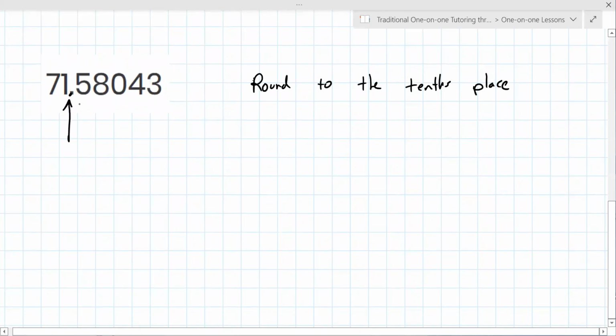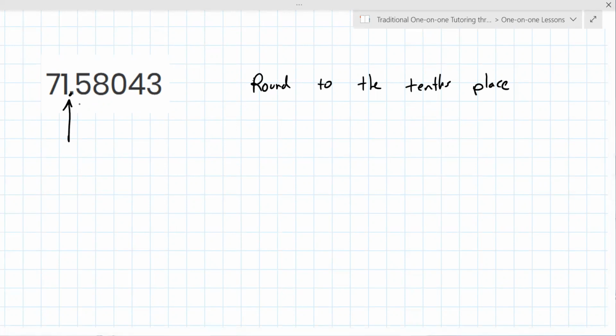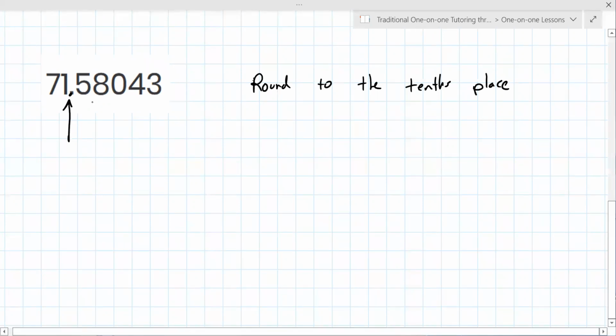So which digit is just to the right of the decimal? Which number is to the right? Oh, 5. Okay. So 5 is in the tenths place.